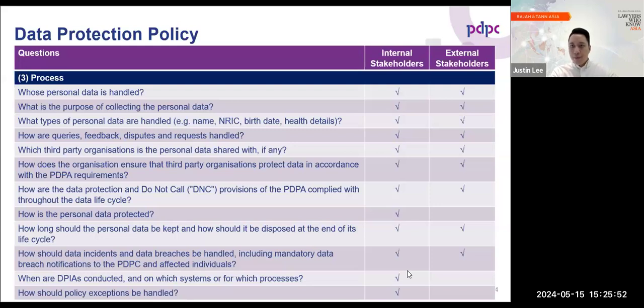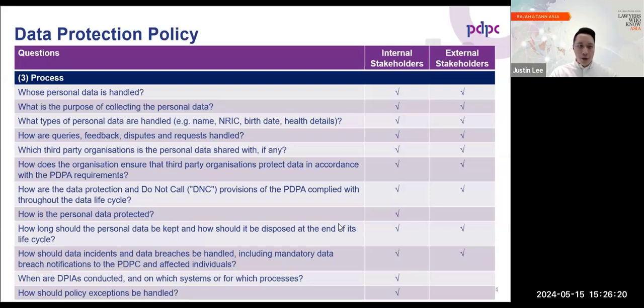So, for example, the consent obligation: how do you get consent? When must you get consent? What are the exceptions to consent? Next, the notification obligation. How do we normally notify our customers of our collection of personal data? And how do we get consent that's tied to that notification? So it's really specific processes like that. They all are spelled out in the policy so that everyone is aware.